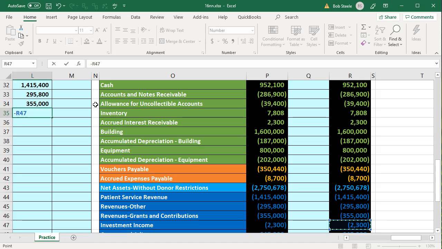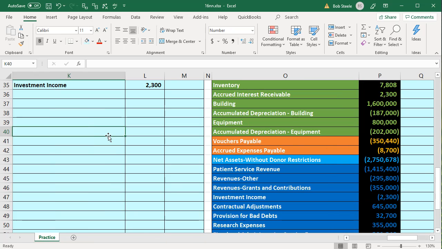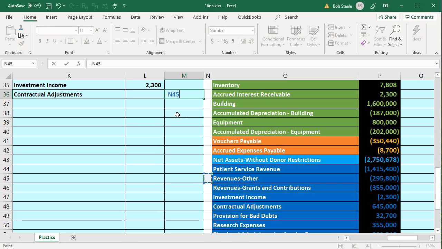Now don't pick up this one over here because then you'll get a circular reference when you post to the middle cell. So you want to make sure you're picking up the one on the left to do these type of formulas. And then the next one is going to be contractual adjustments. Now this one has a debit in it because it's more like an expense type of account. Therefore, to make it go down, we do the opposite thing to it, which will be a credit. We're going to be in cell M36. Within M36, we're going to say negative of, and then scroll back down to that 645,000 and enter.